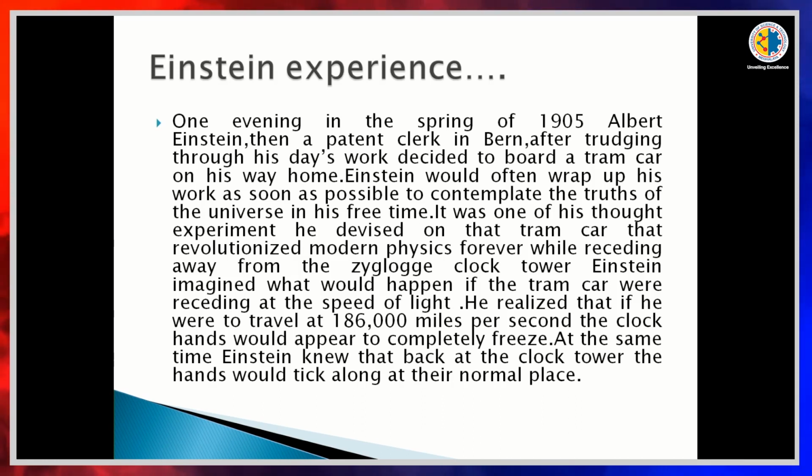revolutionized modern physics forever. While receding away from the Ziegler clock tower, Einstein imagined what would happen if the tram car were receding at the speed of light. He realized that if he were to travel at 186,000 miles per second, the clock hands would appear to completely freeze. At the same time, Einstein knew that back at the clock tower, the hands would tick along at their normal pace. So, he observed the situation when the tram car moves at the speed of light.